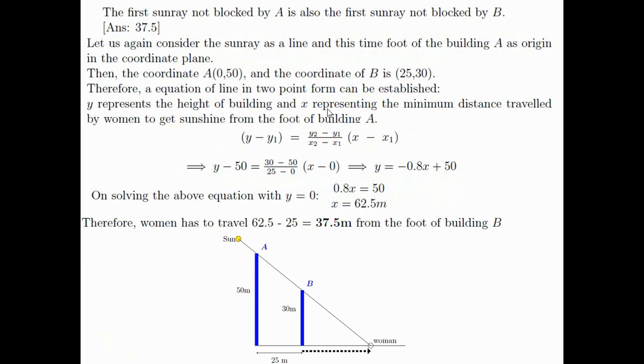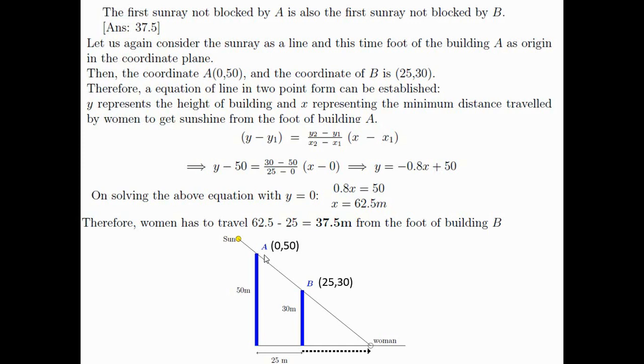Next one is that the first sun ray not blocked by A is also the first sun ray not blocked by B. So there is a second building mentioned here. The building A has a height 50 meters, and the origin of this coordinate plane is the foot of the building A. It is at 25 meter distance from the building B. So the coordinate of A is (0, 50), and the coordinate of B is (25, 30).